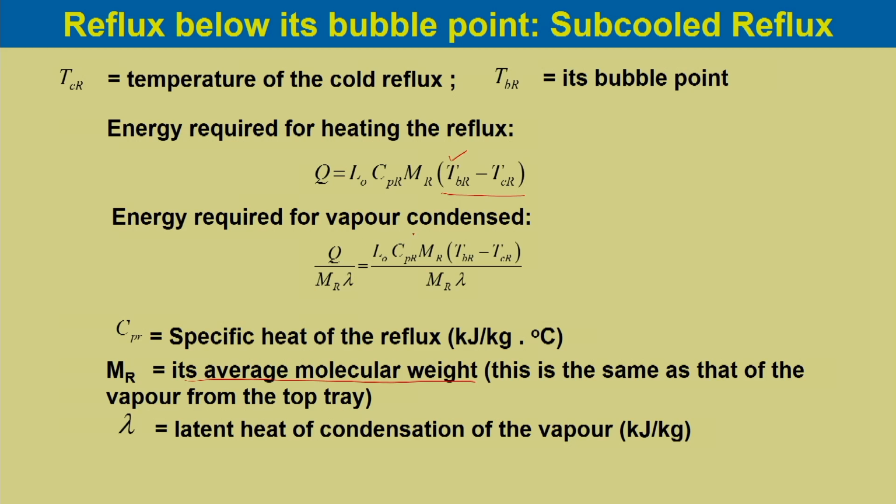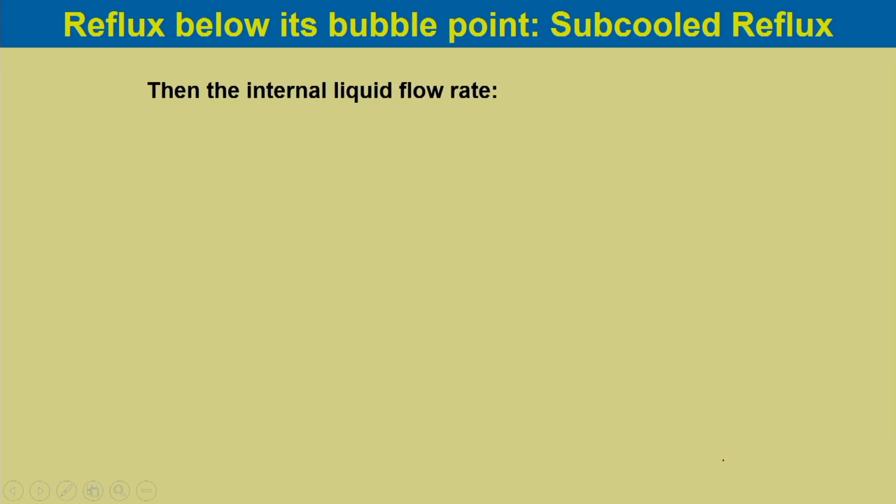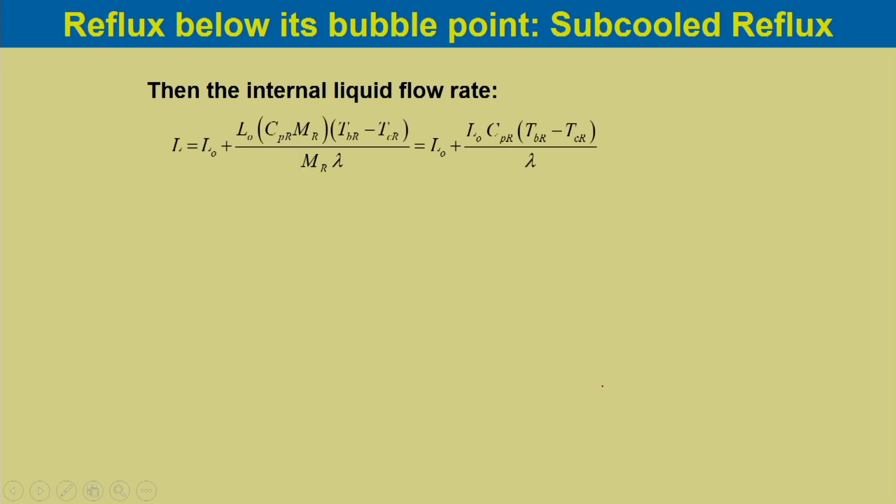So, this is basically the liquid which will increase. This is the liquid due to the condensation of the vapor, this much liquid will increase. So, then the internal liquid flow rate we can calculate: L is equal to L naught plus L naught CPR into MR into TBR minus TCR divided by MR lambda. So, MR will cancel out. So, it will be L naught plus L naught into CPR into TBR minus TCR by lambda.